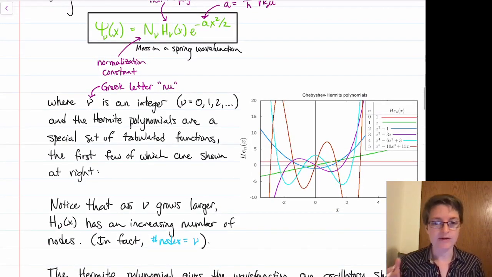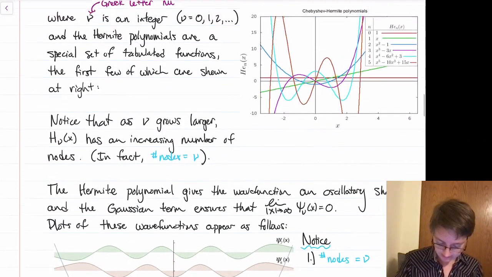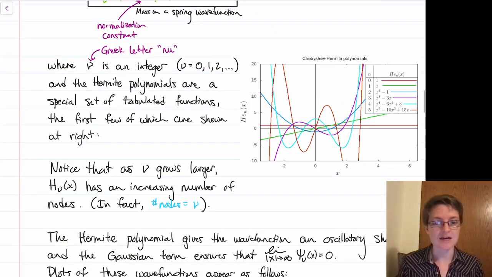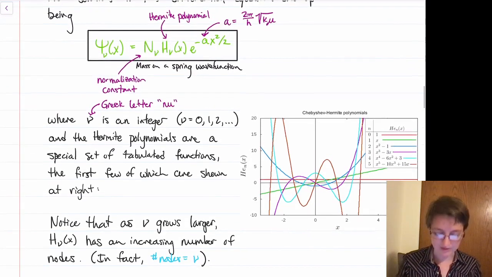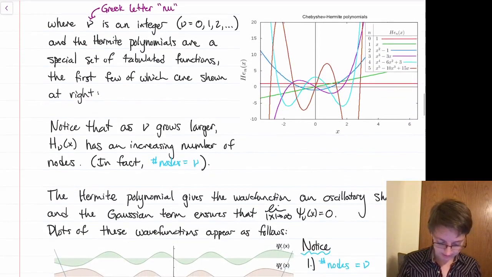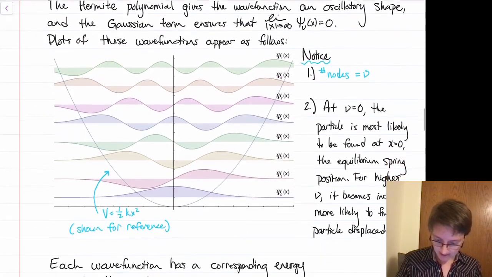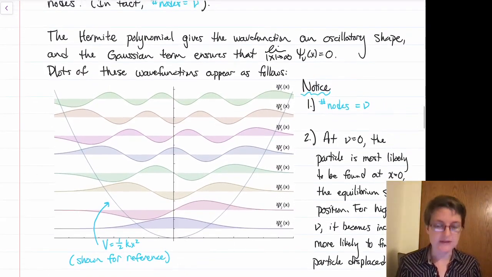And so since the wave function is the Hermite polynomial times the decaying Gaussian, that means that the overall shape of the wave function is going to be oscillatory, but at large displacements, it's going to damp out, and that's because our decaying Gaussian function is eventually going to make sure that the wave function goes to zero in the limit of large displacements. And so if I were to plot these wave functions, they would look as follows.